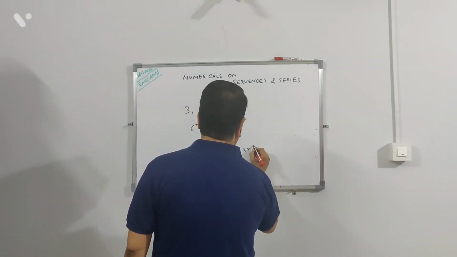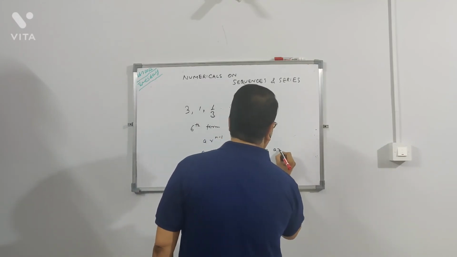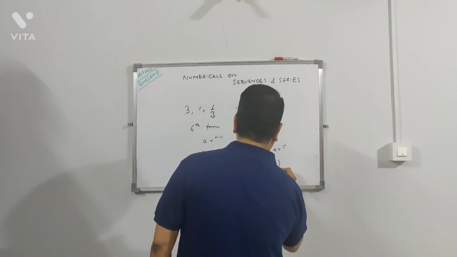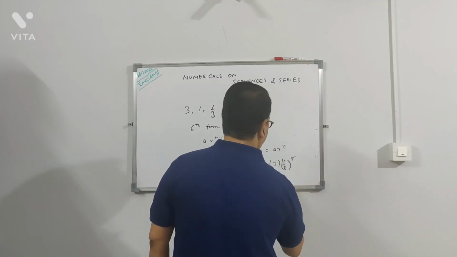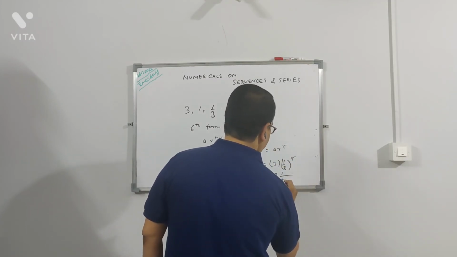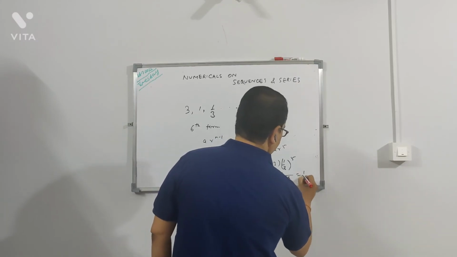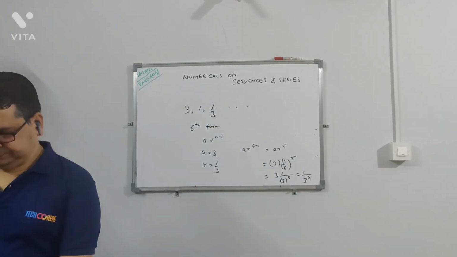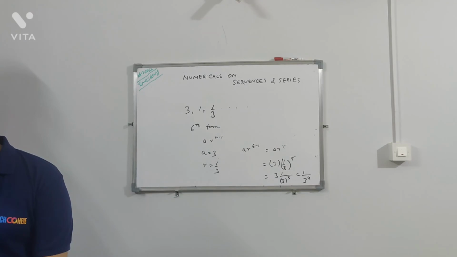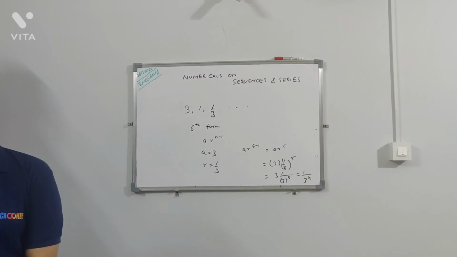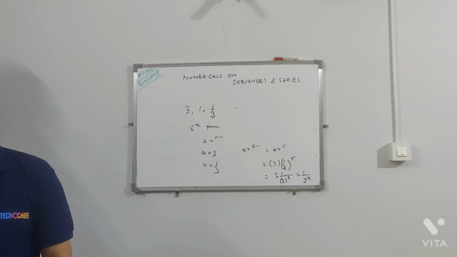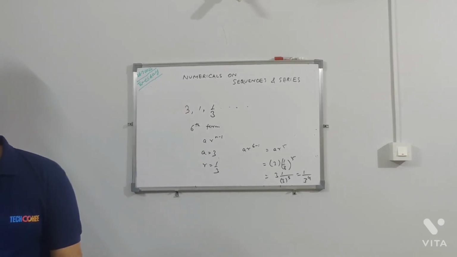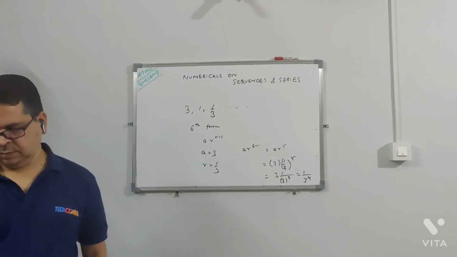So 6 minus 1 is 5, AR to the power 5. So 3 into 1 by 3 to the power 5, which is 1 by 3 to the power 4. So this is the answer. 1 by 81. Yeah. Okay, the answer is 1 by 81.